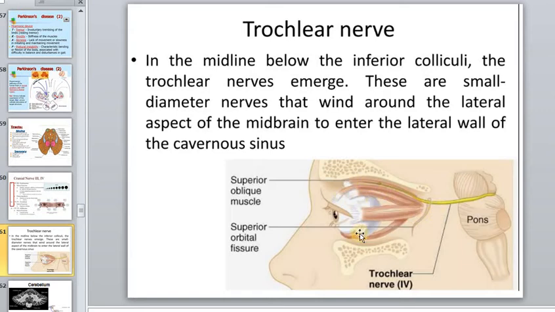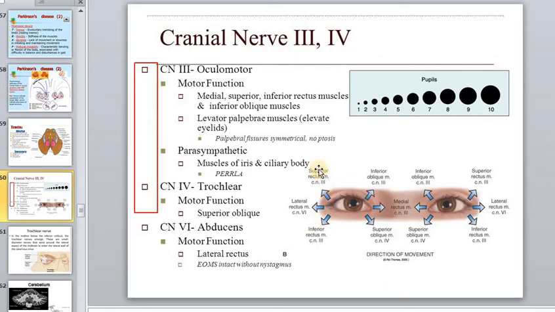And he has stopped here. So just you see the function of these nerves move in one place and another.